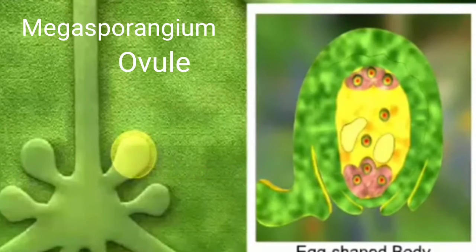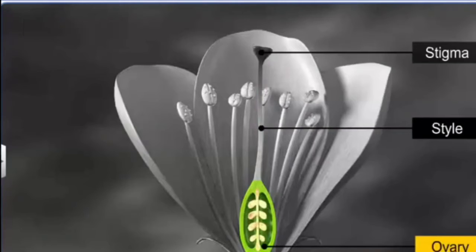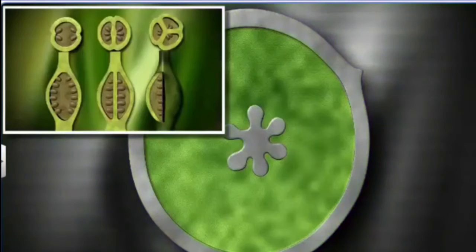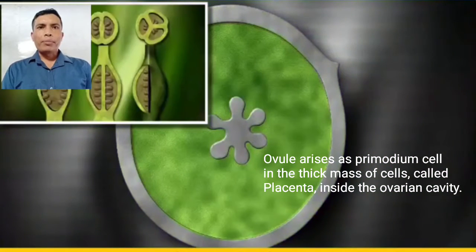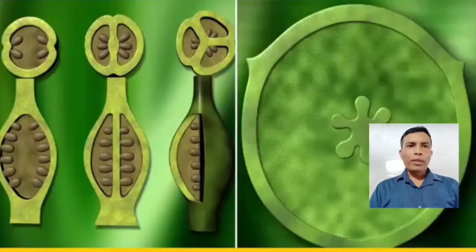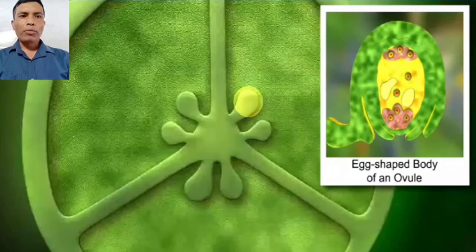Now let us learn about the ovule, the megasporangium. You know, inside the ovary, ovarian cavities are present. In the ovarian cavities, ovules are developed. The ovule arises as a primordium on the placenta. Inside the ovarian cavity, ovules will be grown. This is the ovule, the megasporangium.